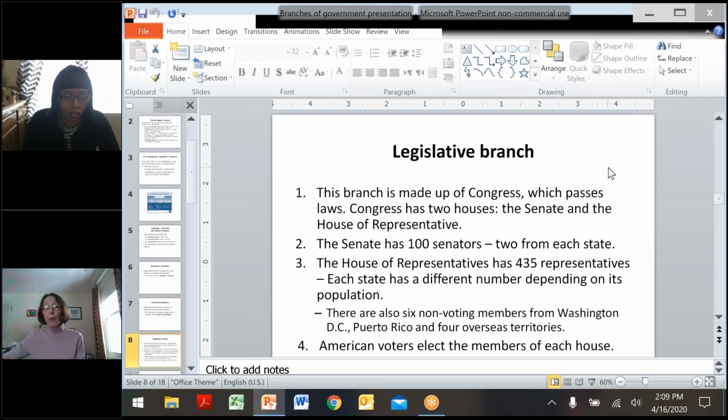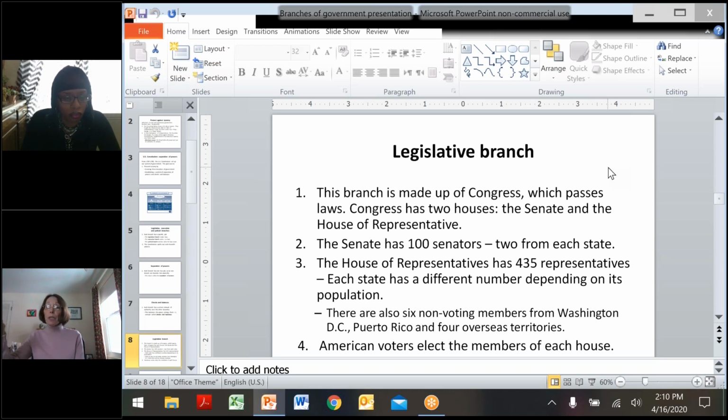Okay, the legislative branch, again, like I said, is Congress, which passes the laws. It has two houses, the Senate and the House of Representatives. The Senate has 100 senators. So every state has 2 senators from each state, which the people vote for. And the House of Representatives has 435 representatives. And the senators serve for 6 years and the representatives for 2 years.